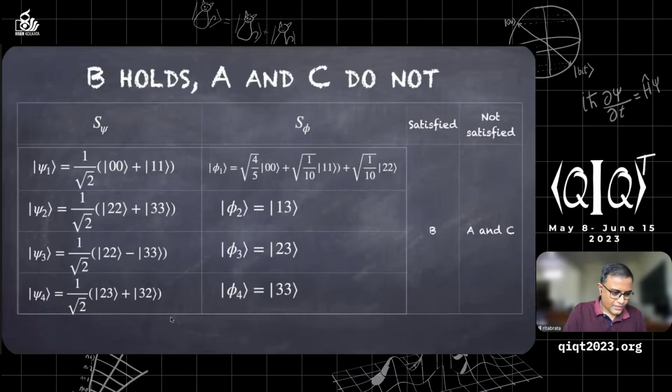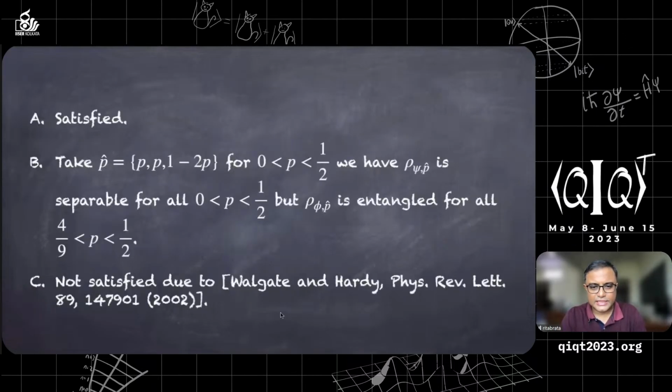Let's give some more cases, but I would not give all of them. Let's say B is satisfied, but A and C do not. Second, I take a set of input states like this and a set of output states like this. What is it? Maybe before coming to that, I should tell the Walgate and Hardy theorem, because I may use it also later.